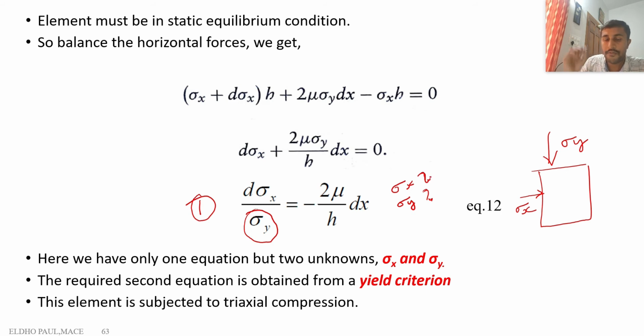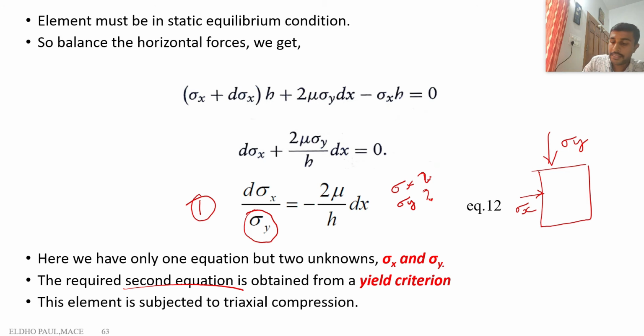Here I have only one equation and two unknowns. So how can we calculate two unknowns? By means of a second equation. I am introducing a second equation with the same variables, sigma x and sigma y. Then I have two unknowns and two equations, and then I can solve for sigma x and sigma y. Okay, so how do we get the second equation?